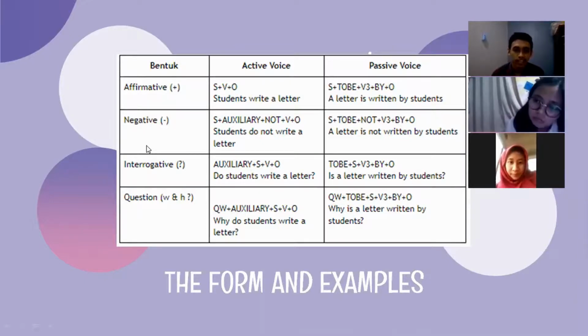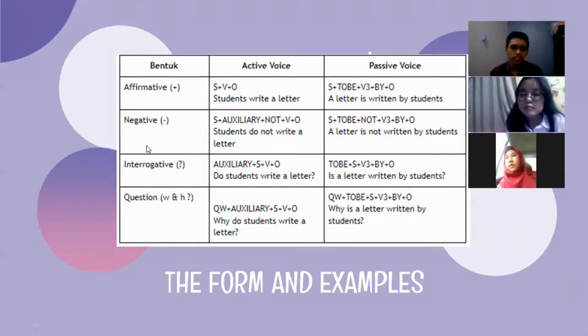In interrogative or questions, the active voice is auxiliary plus subject plus verb plus object. For example, do students write a letter, and in the passive voice, we have to be plus subject plus verb 3 plus by plus object. For the example, is a letter written by students.